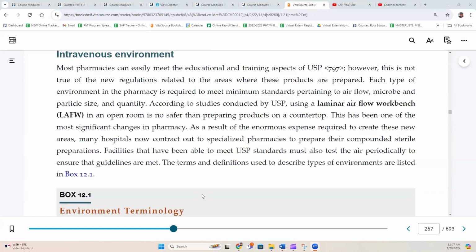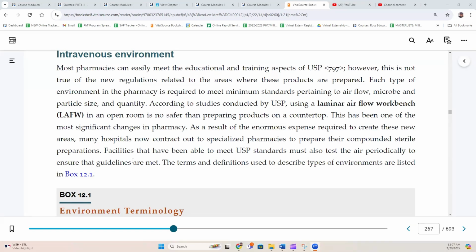Most pharmacies can easily meet educational and training aspects of 797. However, this is not true of the new regulations related to the areas where these products are prepared. Each type of environment in the pharmacy is required to meet minimum standards pertaining to airflow, microbe, and particle size and quantity. According to studies conducted by USP, using a laminar airflow workbench in an open room is no safer than preparing products on a countertop.